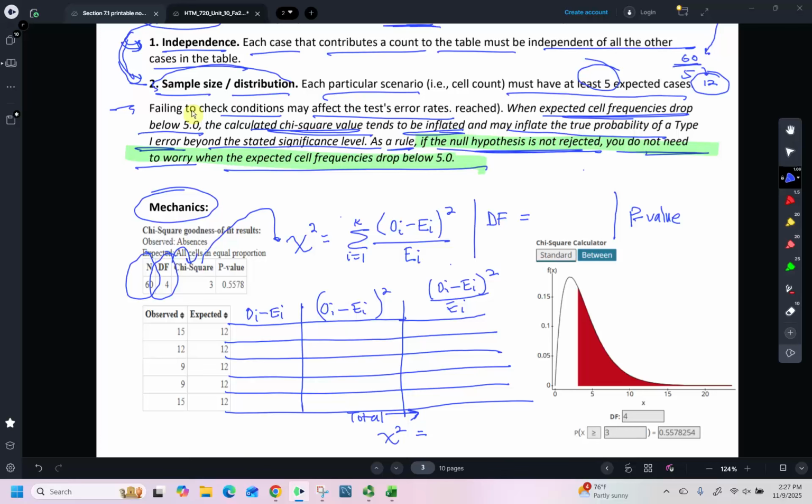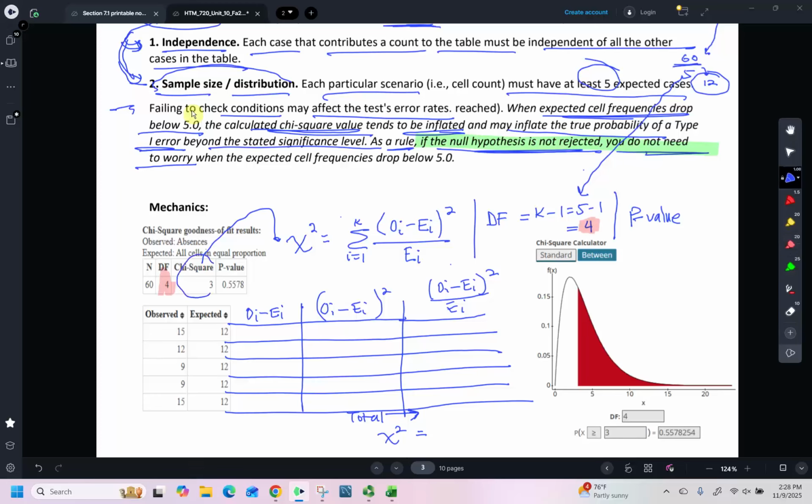The degree of freedom is k minus 1. In this context, k is the number of what? Categories. And there are 5 different days in this case. So 5 minus 1 is equal to 4. That is how we obtained the degree of freedom. So that matches what we get from StatCrunch. I'll show you that in a little bit.